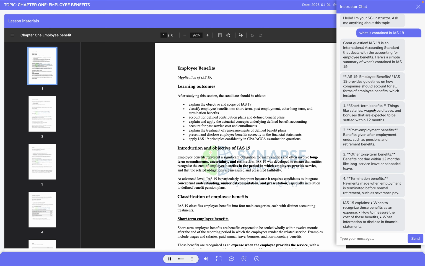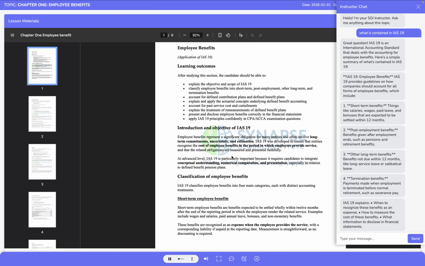At advanced level, the standard is particularly important because it forces candidates to explain not only what is recognized, but why it is recognized in profit or loss or other comprehensive income. IAS 19 classifies employee benefits into 4 broad categories, and this classification drives the accounting treatment.